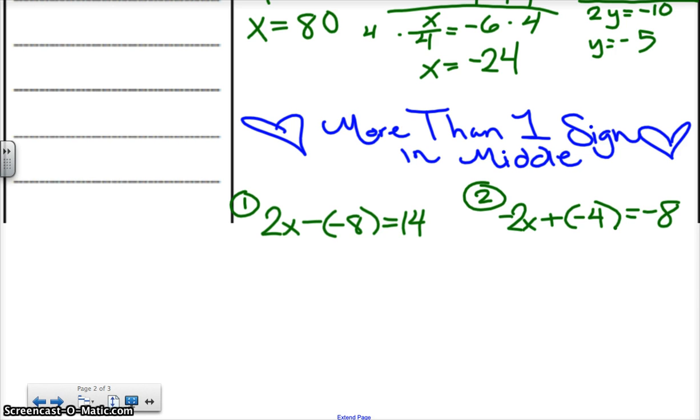So I kind of have 2 plans of attack. When I see this situation here, when I minus a negative, what am I really doing? Adding. So I just go ahead and rewrite that. 2x plus 8 equals 14. That's my personal strategy. It's how I conquer it all the time. Then I would subtract 8.